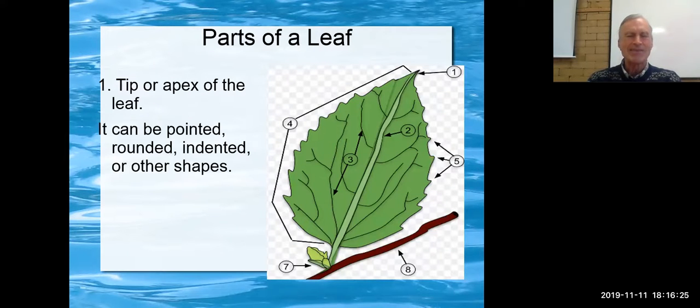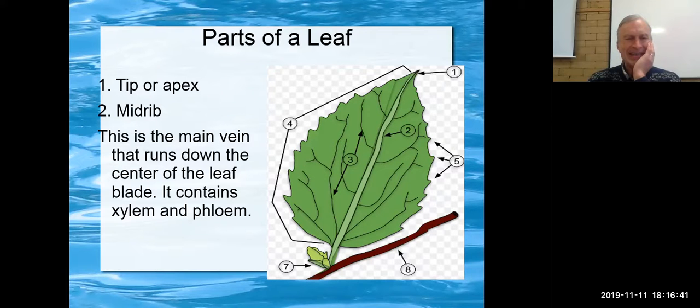So let's look at the parts of the leaf. Number one is the tip or the apex of the leaf. It can be pointed, rounded, indented, or other shapes. Sometimes they're flat. Number two is the midrib. That's the main vein that runs down the center of the leaf blade. And it contains xylem and phloem.